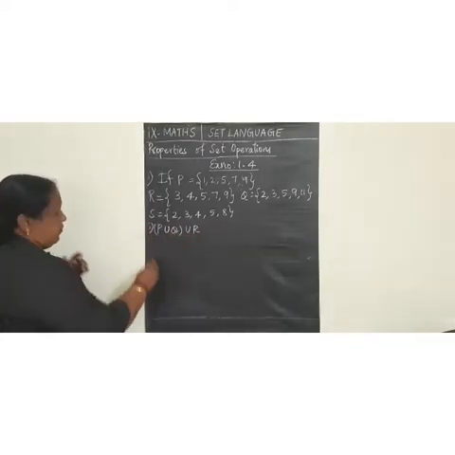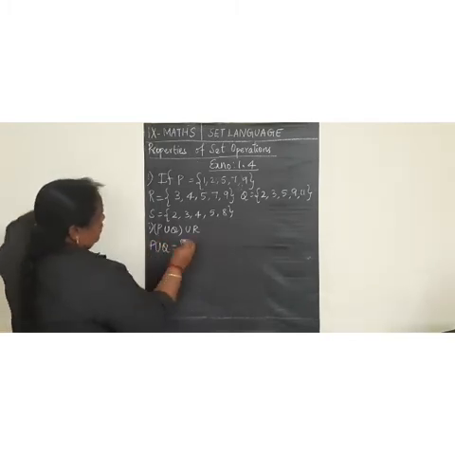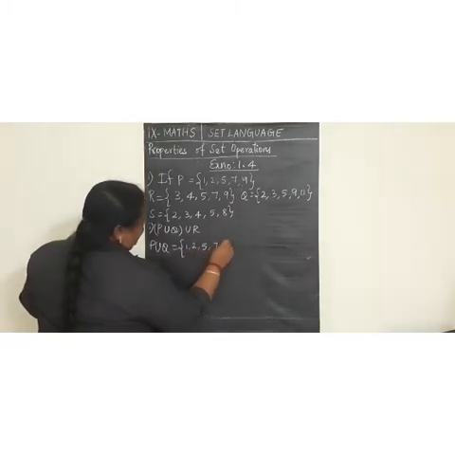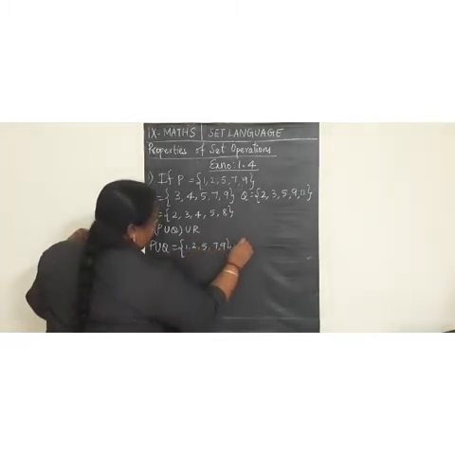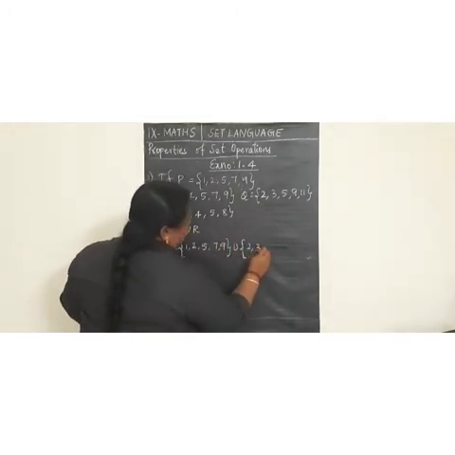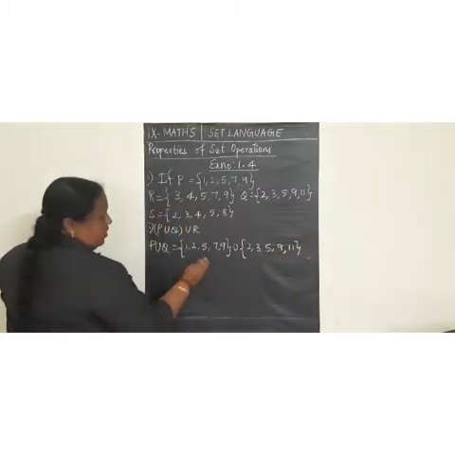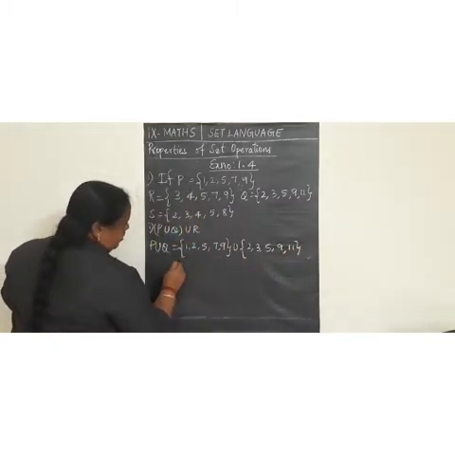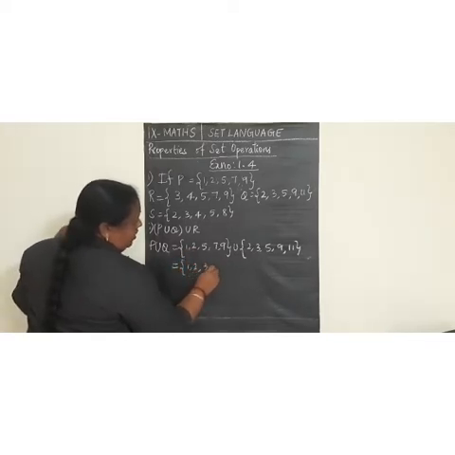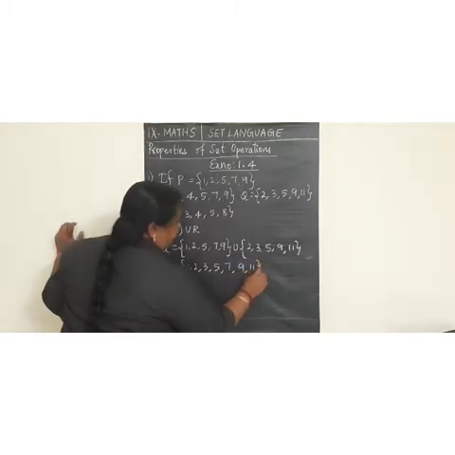First we have to find P union Q. P union Q is equal to, first we write P: 1, 2, 5, 7, 9 union Q. So what is the Q here? 2, 3, 5, 9, 11. Union means we have to combine and write it. P union Q is equal to 1, 2, 3, 5, 7, 9, 11.